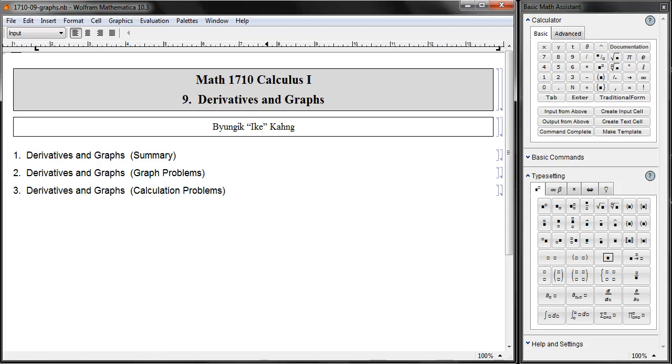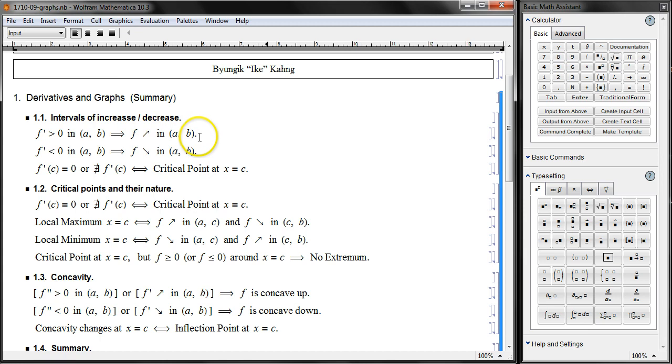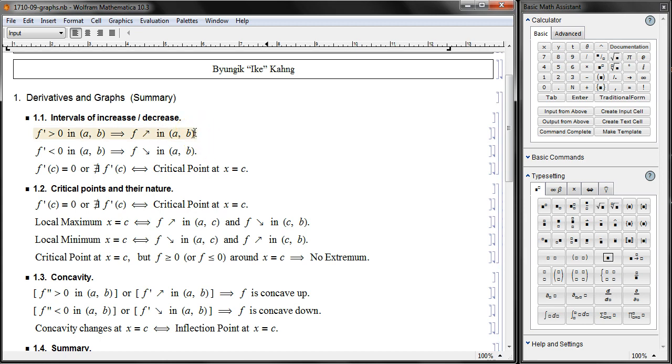The main objective of this lesson is to establish the relationship between the derivatives and graphs. First, let's explore the intervals of increase and decrease. We're talking about these two. When the derivative is positive, the graph should be increasing. When the derivative is negative, the graph goes down, decreasing.